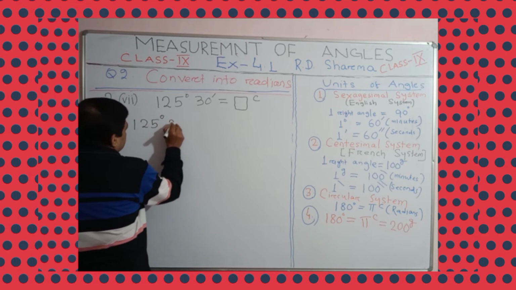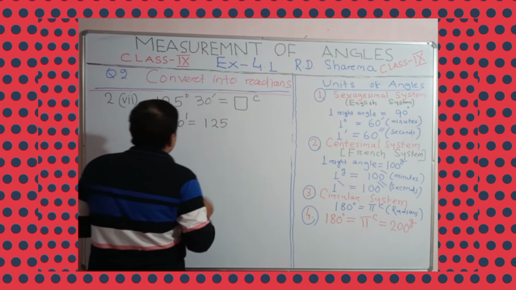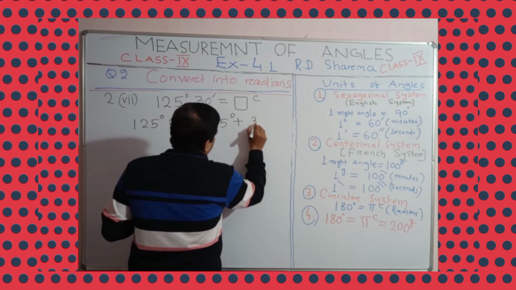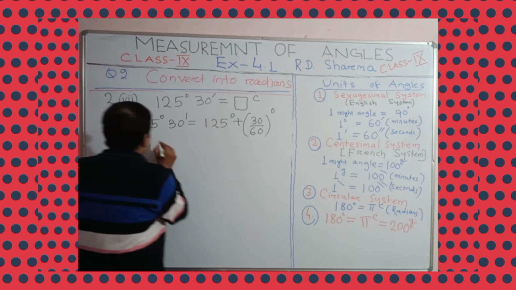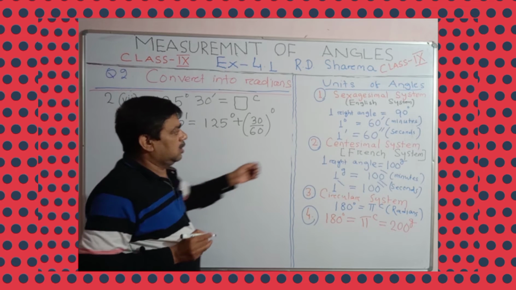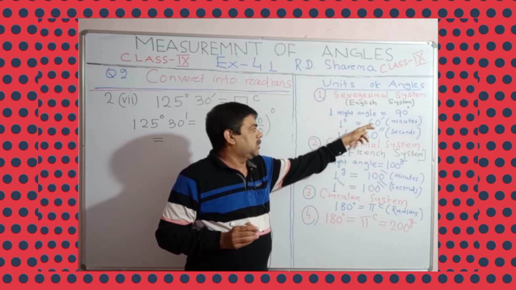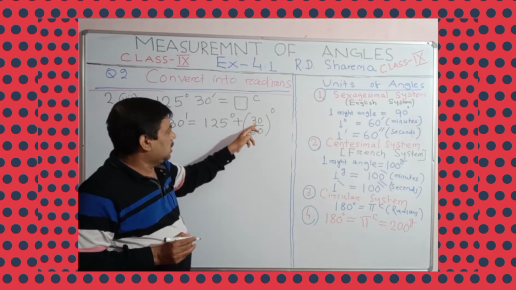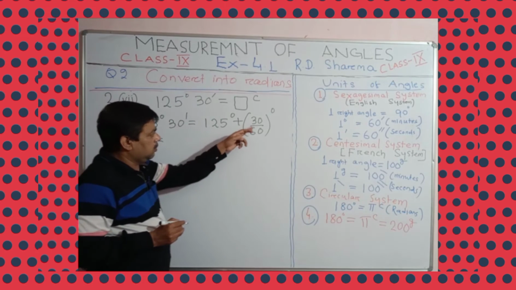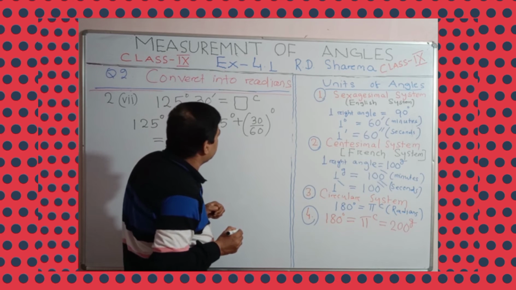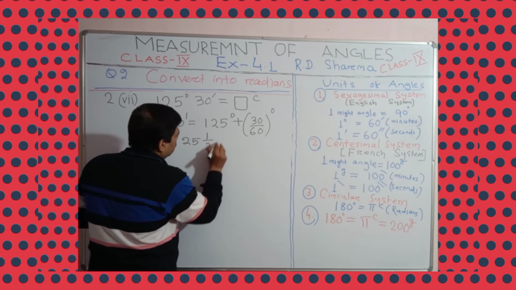125 degree 30 minute. Can we write 125 degree plus 30 upon 60 degree? Yes or no? Because you already know 1 degree is equal to 60 minute, so 1 minute is equal to 1 by 60, and 30 minute is equal to 30 upon 60 degree, right? And 30 divided by 60 is 1 by 2. So 125 whole 1 by 2 degree.